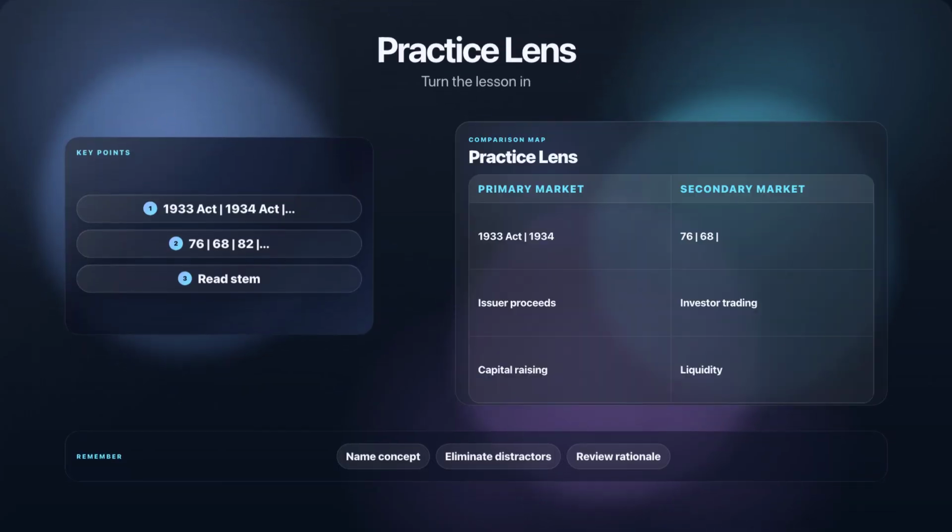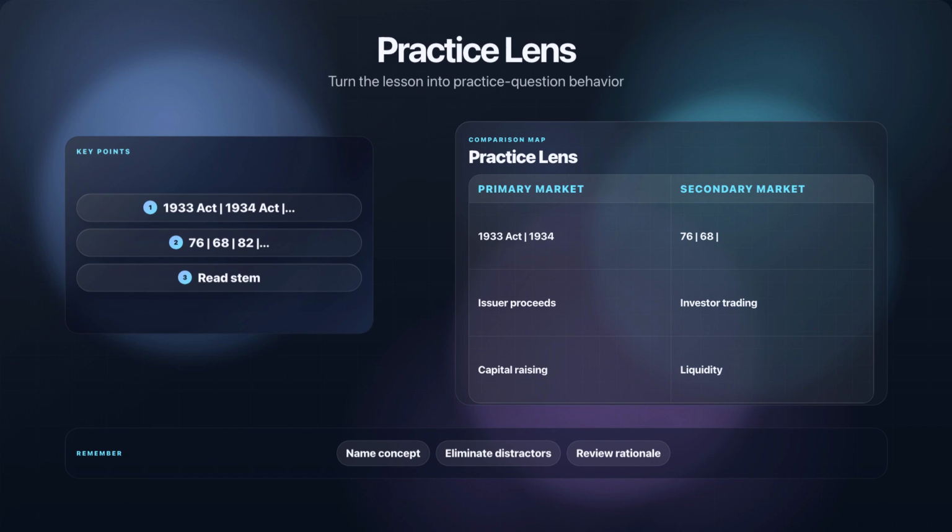In practice questions, do not only ask whether you got the answer right. Ask why the correct answer is correct and why the other choices are wrong. That is how you turn 1933 Act vs. 1934 Act from passive knowledge into exam-ready understanding.